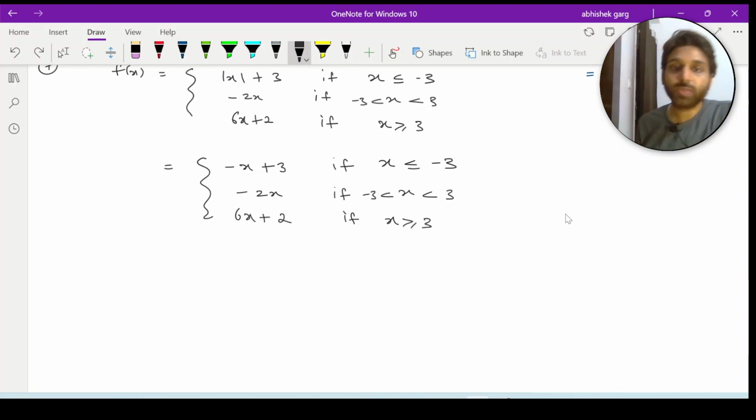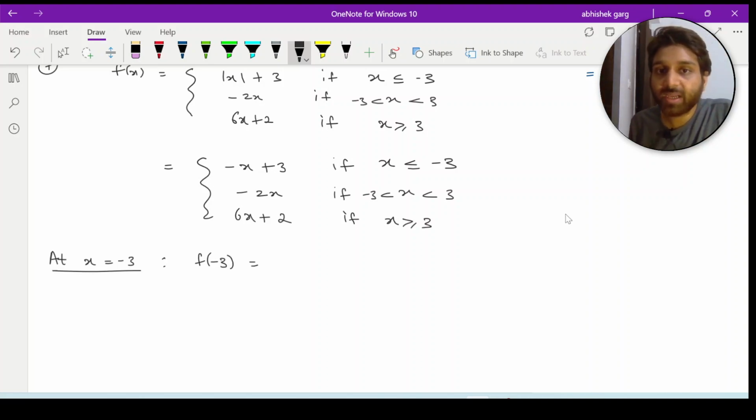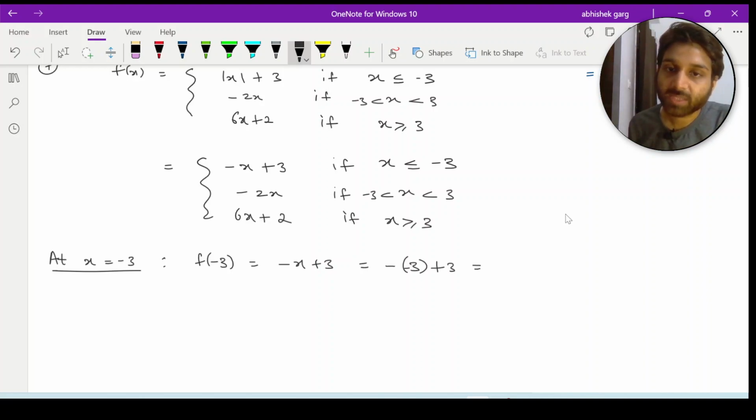Alright, so let's do that. So at x is equal to -3, let us first calculate the value of the function at x equal to -3, so let us calculate f(-3). To find f(-3) you will use the case with the equality, x less than or equal to -3. So here you will use -x+3, and put -3 inside it, so it becomes minus of -3 plus 3. So this will be 3 plus 3 which is equal to 6.